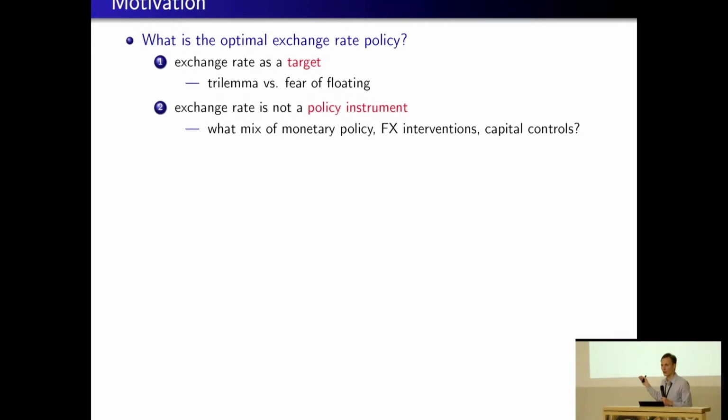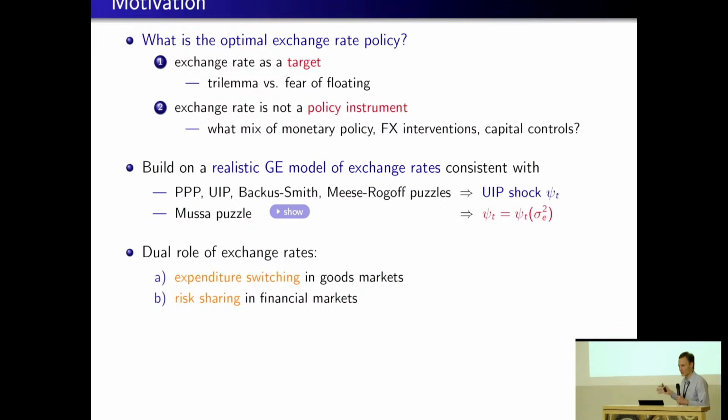And then there is the second closely related question, namely how exactly you implement this crawling peg or a dirty float, right? So again, in practice, we see that countries use some mix of interest rate policy, capital controls, FX interventions, which begs the question whether there is some pecking order of instruments, whether it's better to use one instrument than the other. So obviously, we are not the first ones, right? There's a big literature, thousands and thousands of papers on the subject.